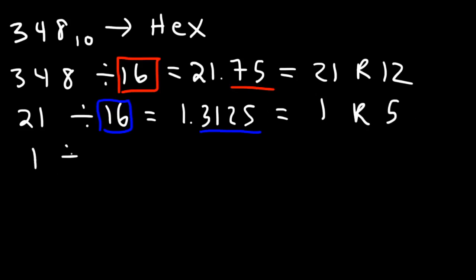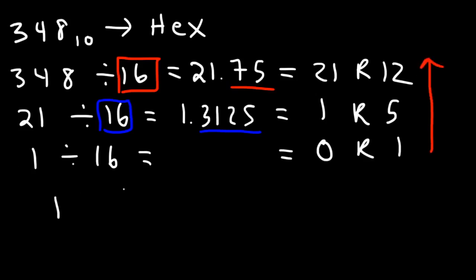Next, take 1 divided by 16. Now we know 16 doesn't go into 1. So 16 goes into 1 0 times with a remainder of whatever you see here. In this case, a remainder of 1. And so we're going to read it this way. So we have a 1, a 5, and a 12.